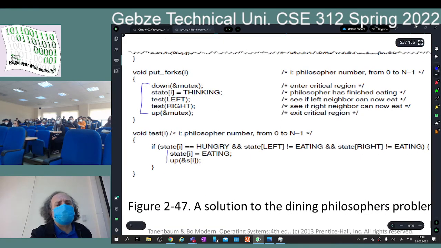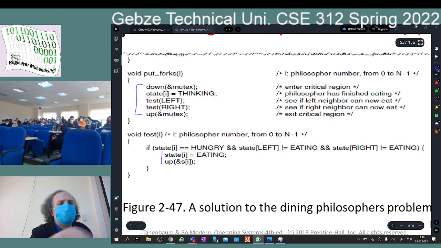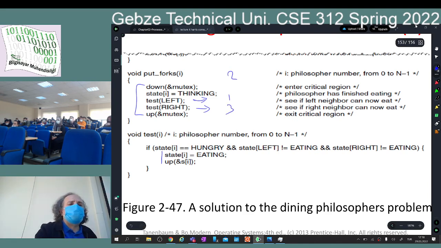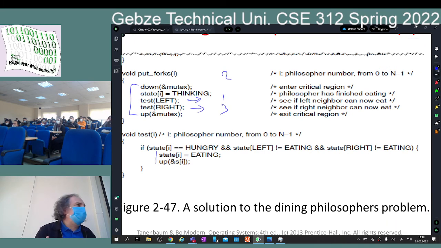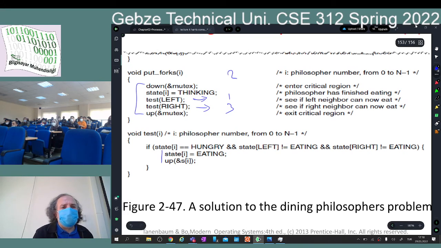What does the test do? Test says that if I am hungry, let's say I am philosopher number 2, I will call it for philosopher number 1, and I will call it for philosopher number 3. So the philosopher says that if I am hungry, and if my left is not eating and if my right is not eating, okay, since I call this on 1 and 3, that means that since I am eating, 1 and 3 cannot eat.